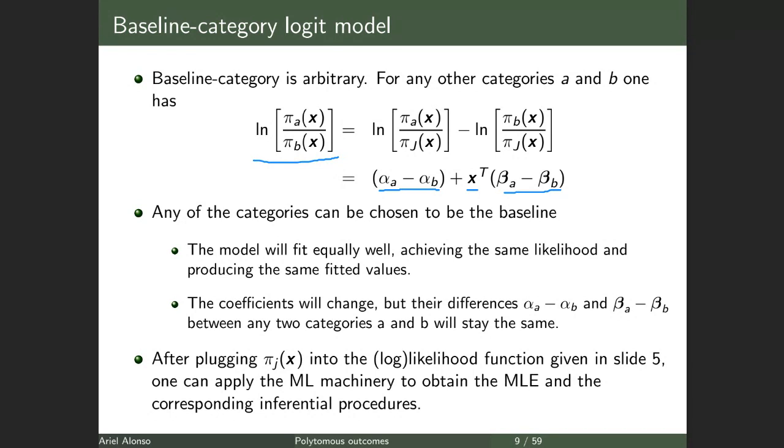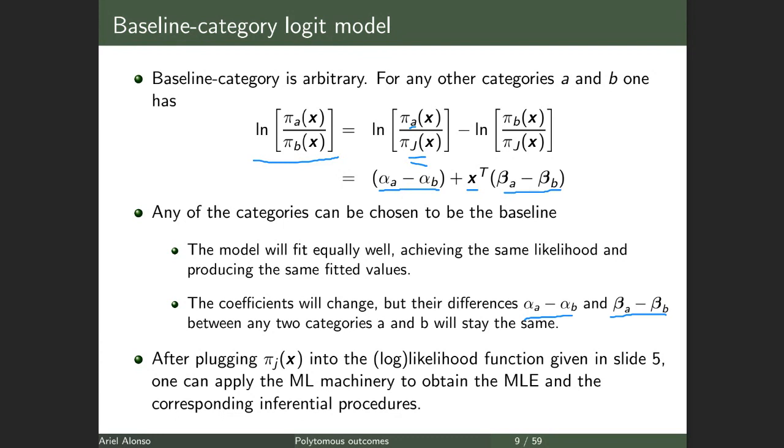So any of the categories can be chosen as a baseline category. And what you will see is that if you change the baseline category, if you change the reference category, the model fit is going to be the same. You're going to get the same maximized likelihood, and you're going to get the same fitted values, etc. The coefficients obviously are going to change because the coefficients are modeling the logarithm of the odds of observing a certain outcome with respect to the baseline category. So if you change the baseline category, the alphas and the betas are going to change, but the differences, alpha A minus alpha B and beta A minus beta B, between any two categories, are going to stay the same.